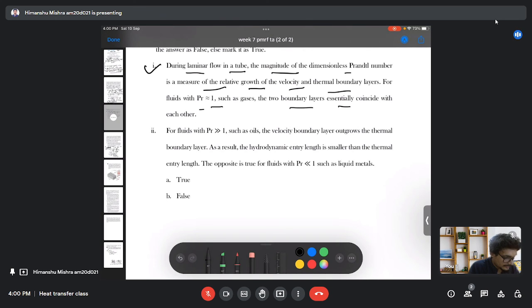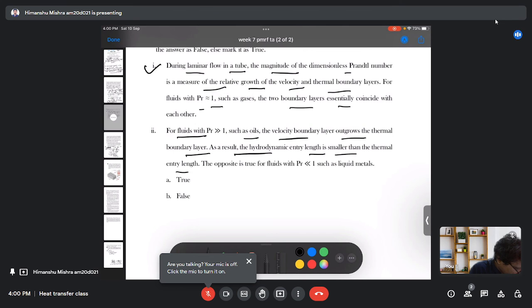The second statement says that for a fluid with Prandtl number greater than 1, such as oil, the velocity boundary layer outgrows the thermal boundary layer. As a result, the hydrodynamic entry length is smaller than the thermal entry length. The opposite is true for fluids with Prandtl number less than 1.